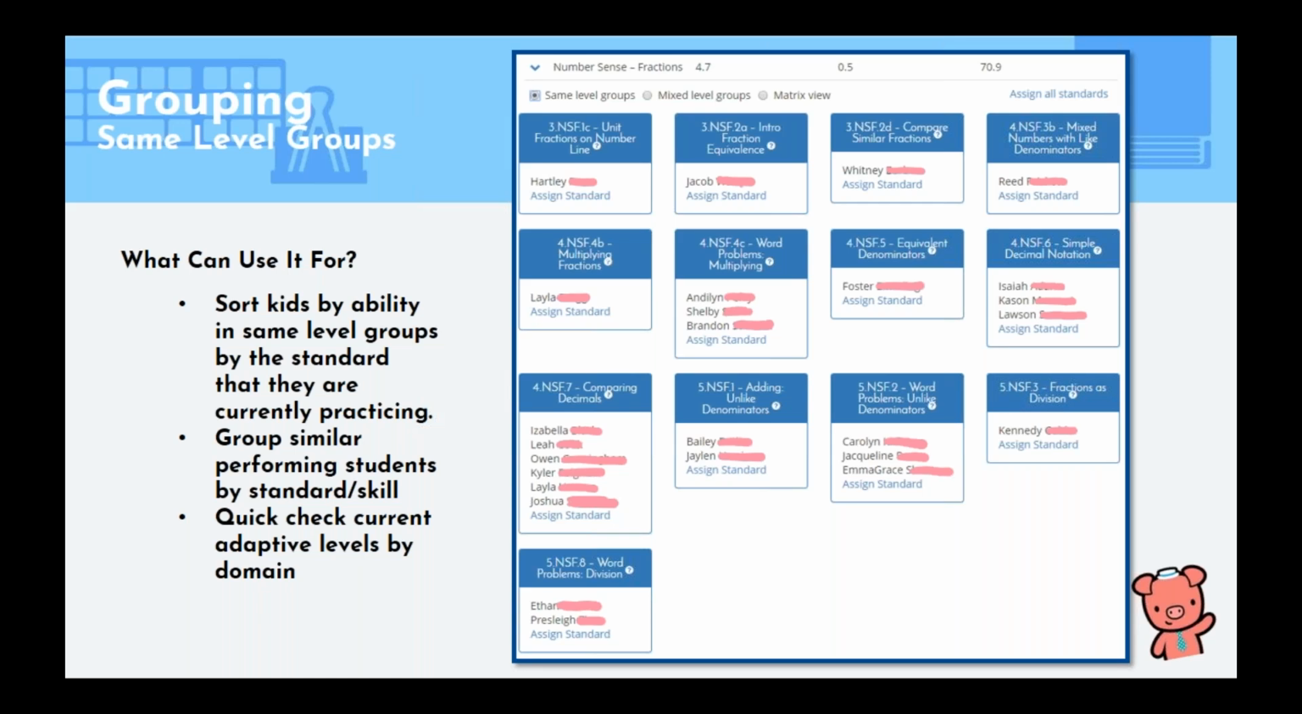Basically, the way I use it for the most part is we just started fractions. So I went to this same type screen. I dropped down for number sense and fractions, and I put same level groups. And it shows me that my lowest kids are working at a third grade standard, and it shows you exactly what standard that is. You can even click on it if you want to see exactly what the standard states. And then the highest ones I have are working in word problems division with fifth grade standards.